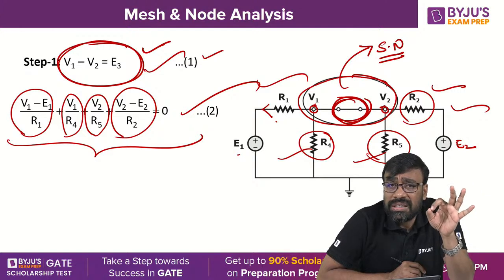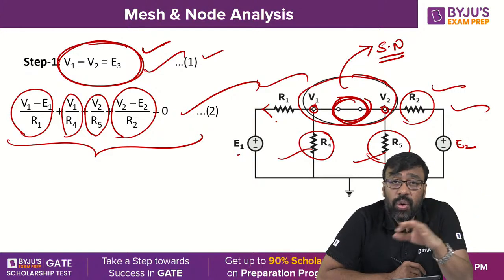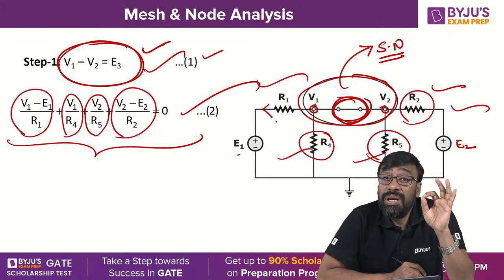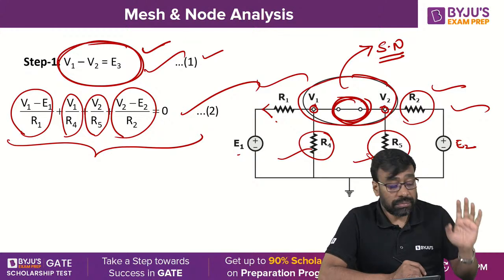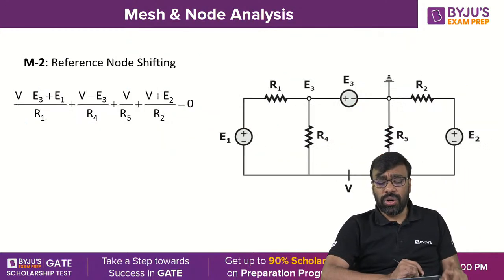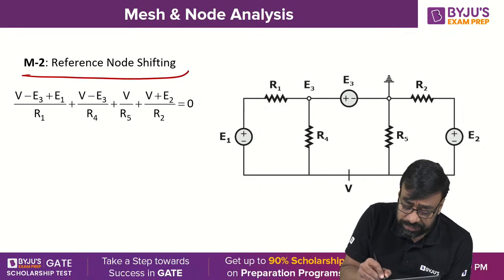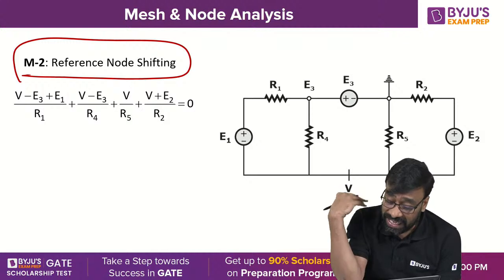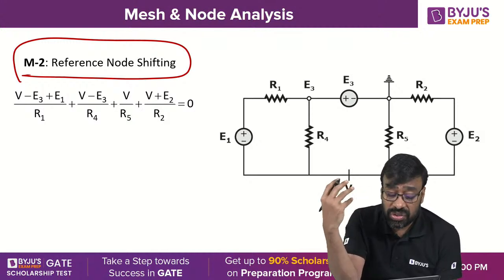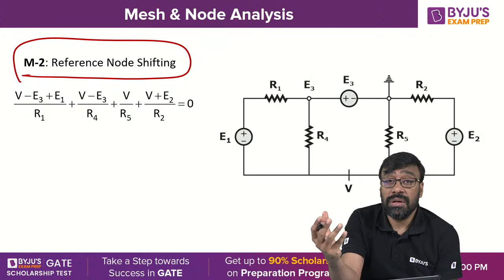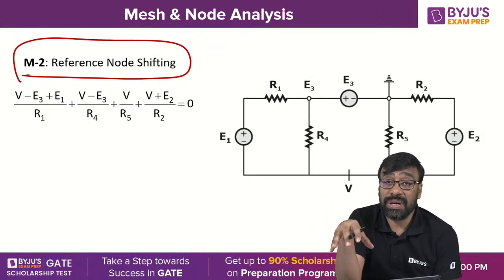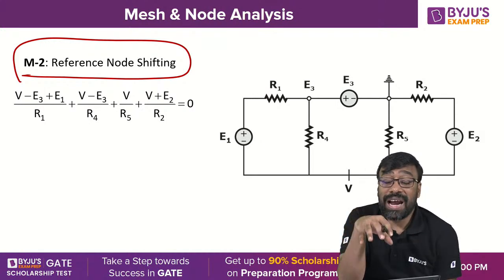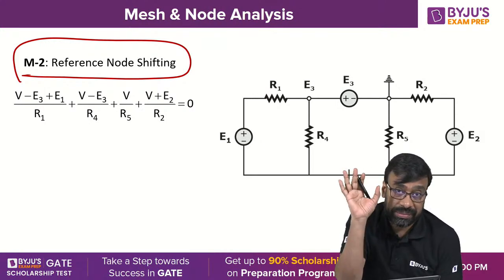This is the supernode analysis. But I don't recommend the supernode analysis. Supernode must be applied only under unavoidable conditions. That condition also I will tell you. Instead of supernode, you apply the reference node shifting method. This method is not mentioned in any textbook. Out of my experience, after solving several problems, I'm suggesting and recommending this particular method. With a lot of practice, I'm able to explain this particular method.